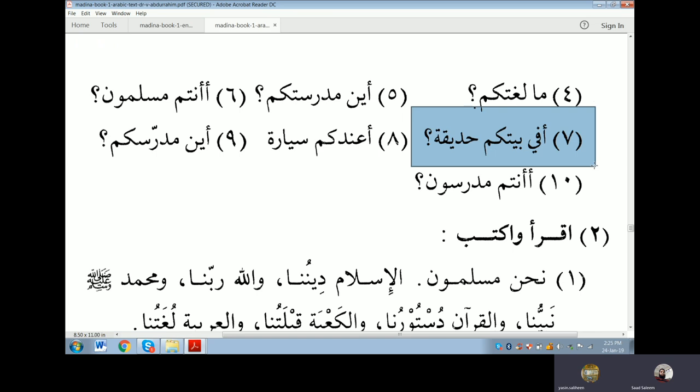Afi baytukum hadikatun? Hadikatun means garden, small garden. I'll get that confused with bag. Lawn. Okay, so it's saying, is there a garden at your house?